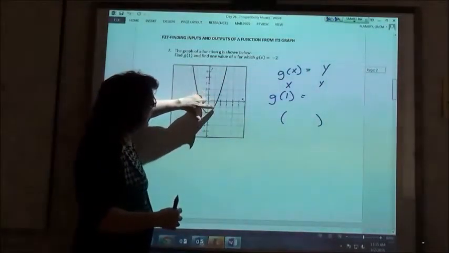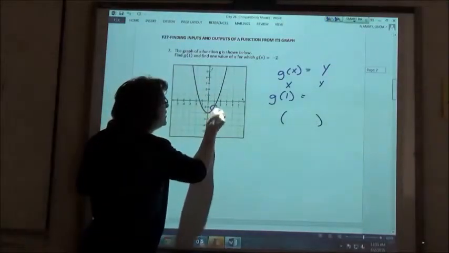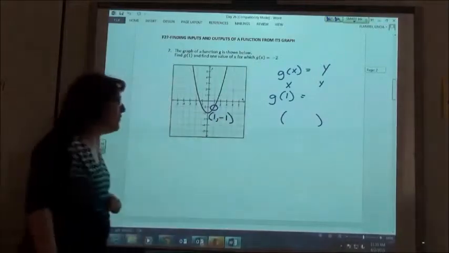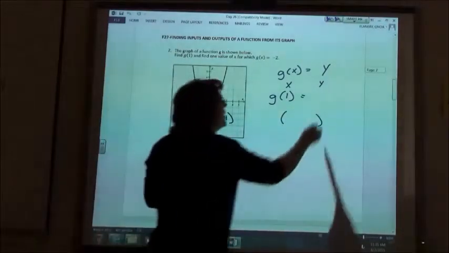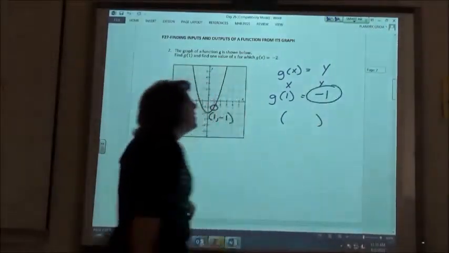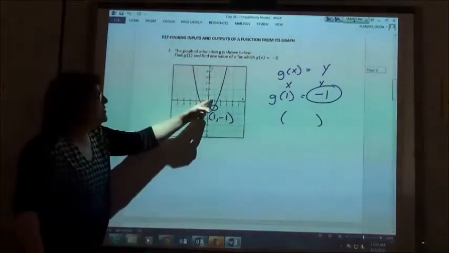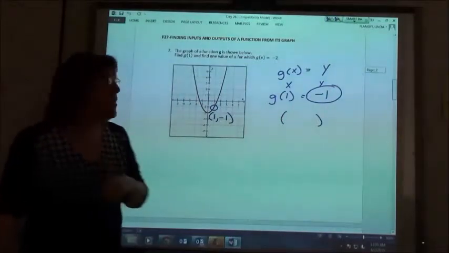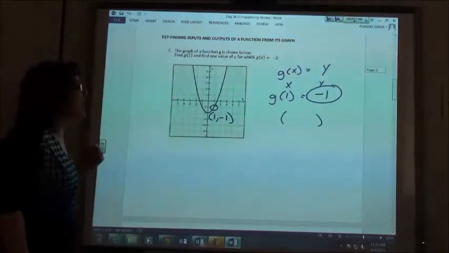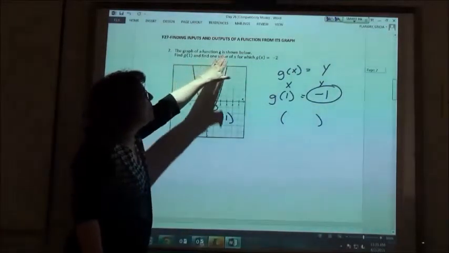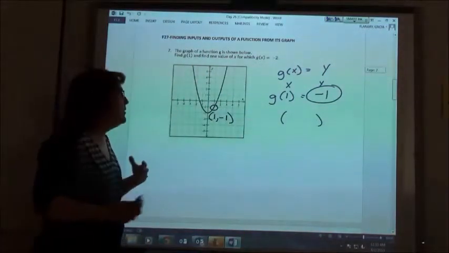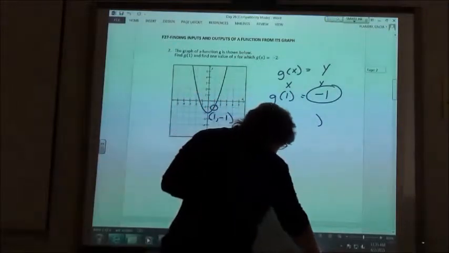Well, I need to touch my graph, so in order to touch my graph, I'm going to touch this point right here, which as an ordered pair would be (1, negative 1). The corresponding y value then is going to be negative 1. When x is 1, y is negative 1 in order to touch a point on my graph. Sometimes you will have more than one answer and they'll say find one value of x, so you're only going to pick one of them if there is more than one. In this case, I only have one on that one.